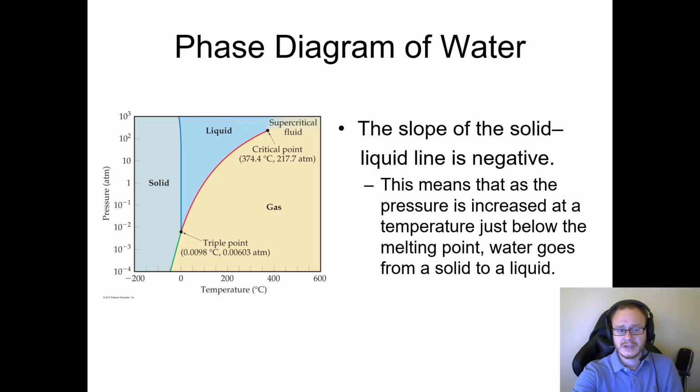The slope of the solid-liquid line is also negative. That's interesting. This means that the pressure has increased at a temperature just below the melting point, and the water goes from a solid to a liquid.